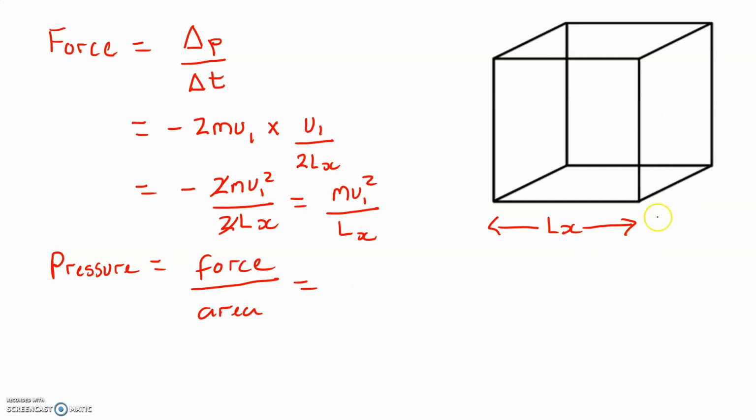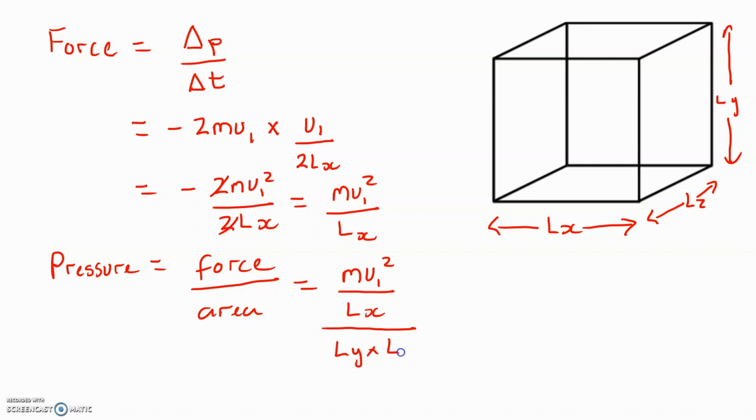Okay, and this wall here has dimensions. That is Lz, and that length is Ly. So the area of this wall here that our particle is colliding with is just Lz times Ly. So our equation now becomes mu1 squared over Lx divided by the area, which is Ly times Lz, and that simplifies down to mu1 squared over Lx times Ly times Lz.